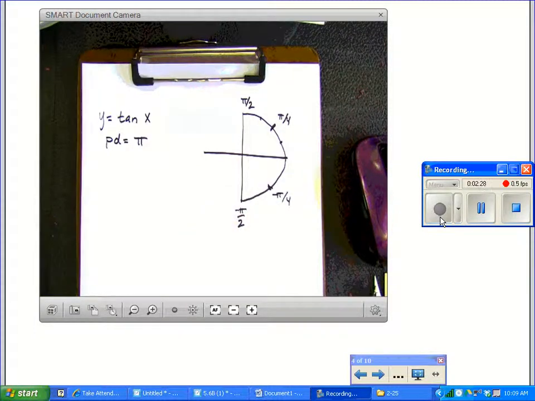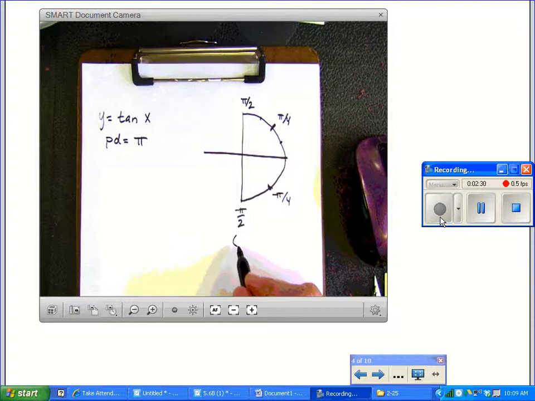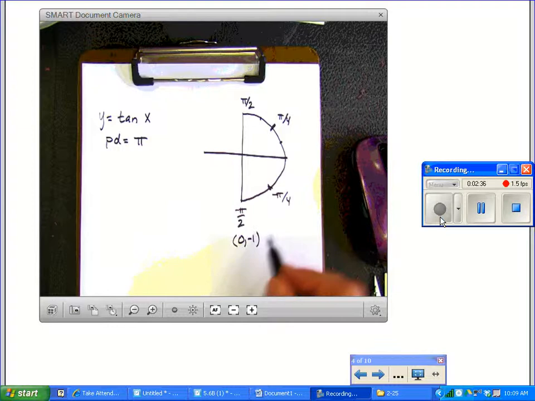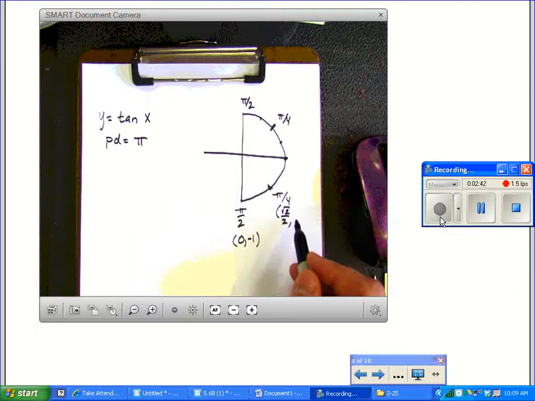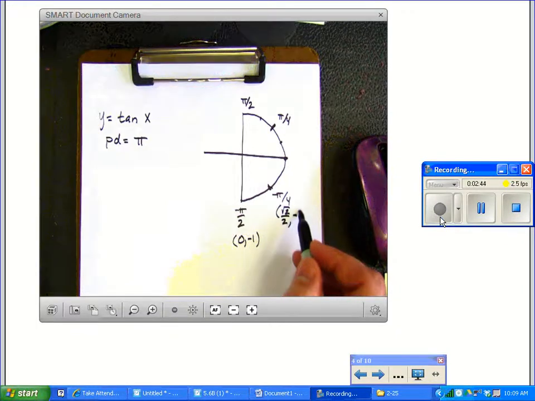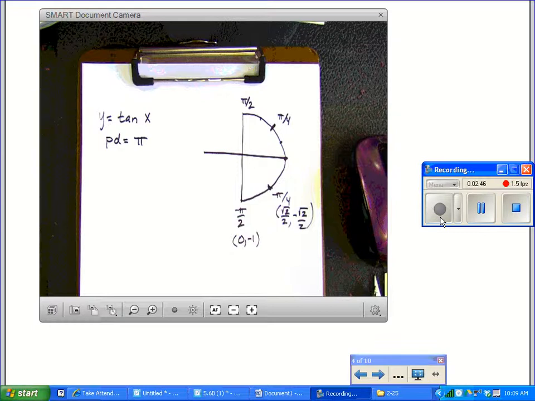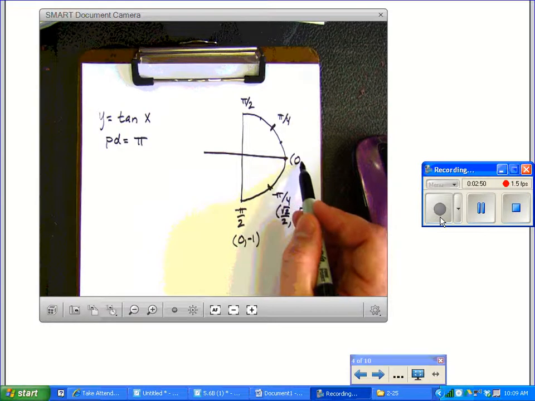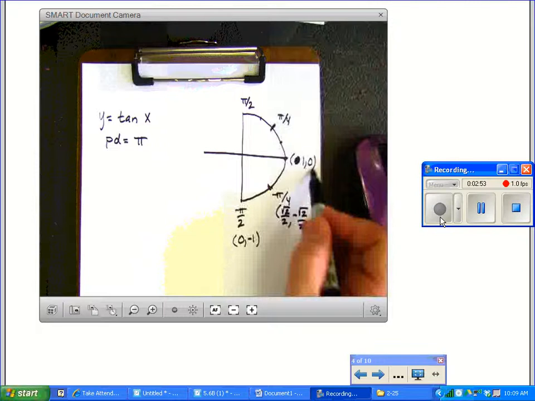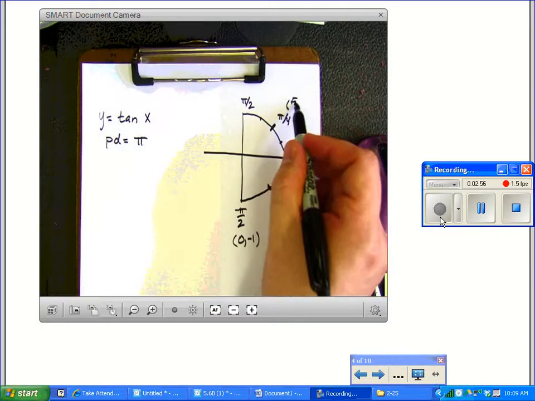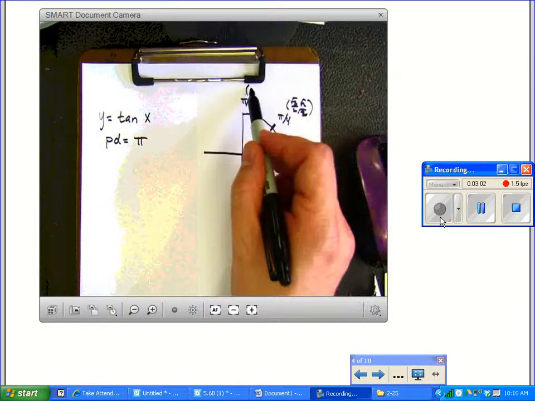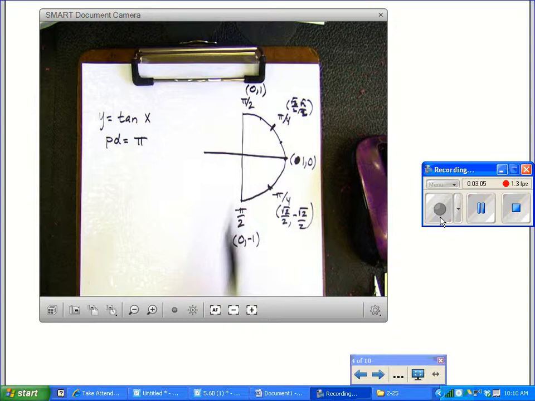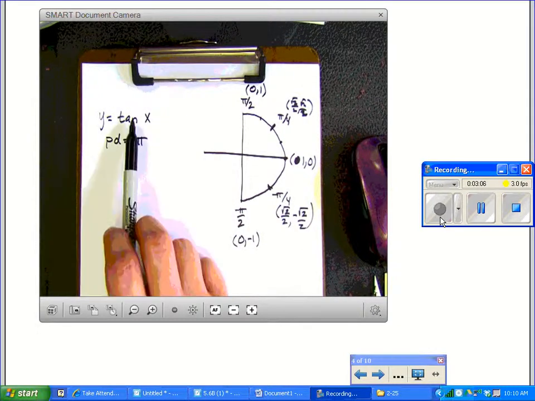Now, let's look at all the ordered pairs for them. This one would be 0, negative 1. This one would be square root of 2 over 2, and negative square root of 2 over 2. Did I get my signs right? This one would be, oh, I almost got it backwards, 1, 0. While we're doing the rest of them, let's remember, how do we find tangent? That's what we're graphing. Sine over cosine.